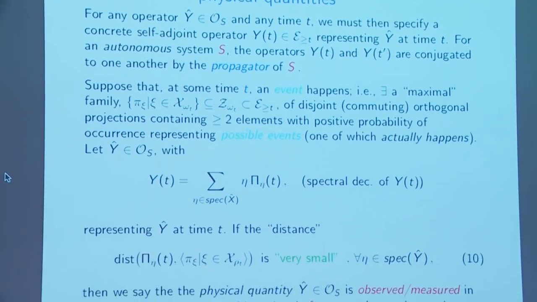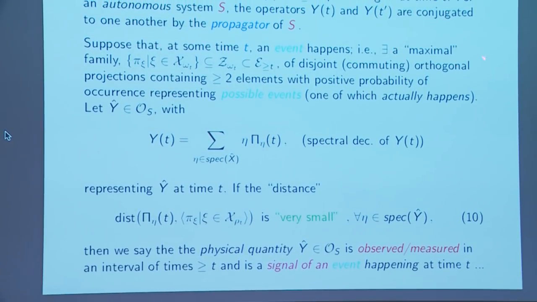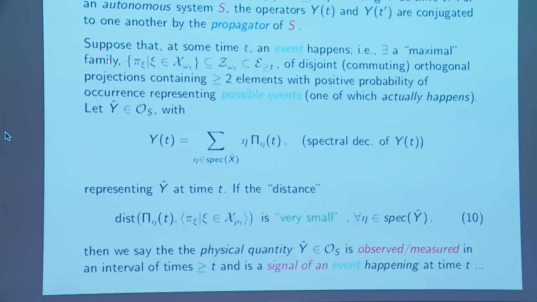So, suppose that at some time t an event happens, meaning that there is some kind of maximal family of disjoint orthogonal projections, pi sub xi, contained in the center of the centralizer of the state omega t, given this algebra E greater or equal to t. And this family contains at least two elements with positive probability of occurrence.